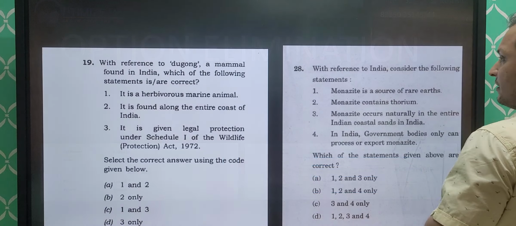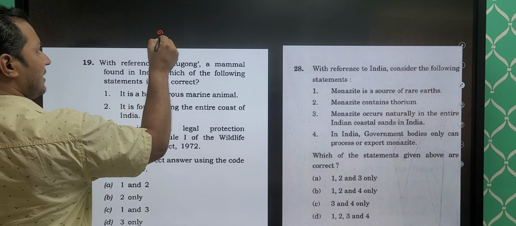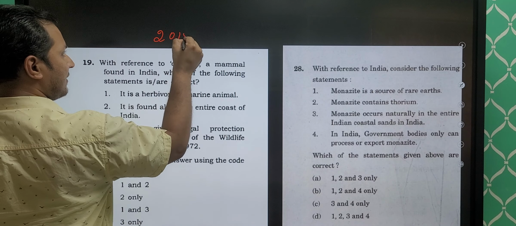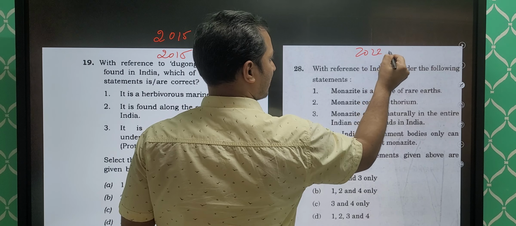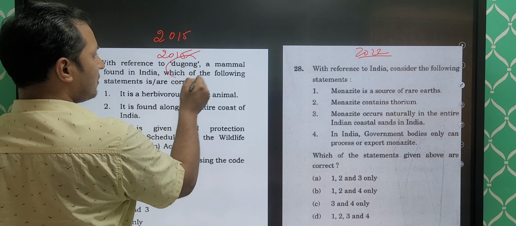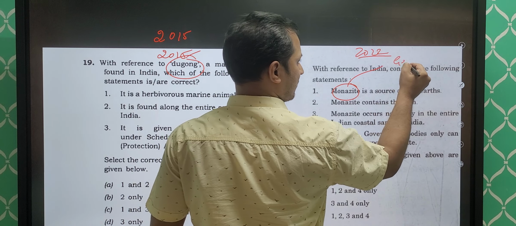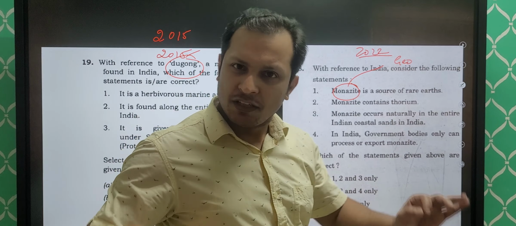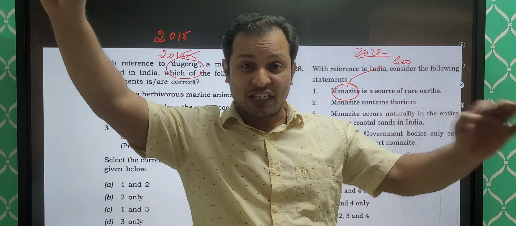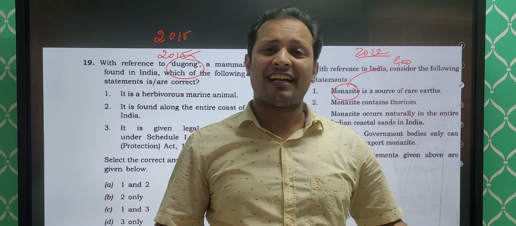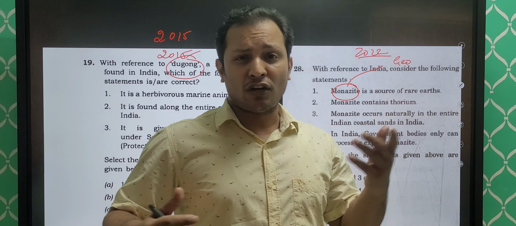Let us see this question, guys. This is a question which came in the year 2015, and this is the 2022 question. One is on dugong, an environment question, and one is on monazite, a geography question. You see, both are different subjects and different years. Many people say that 2015 was an easy prelims examination. That time the cutoff was around 100 marks. Now the cutoff is very low.